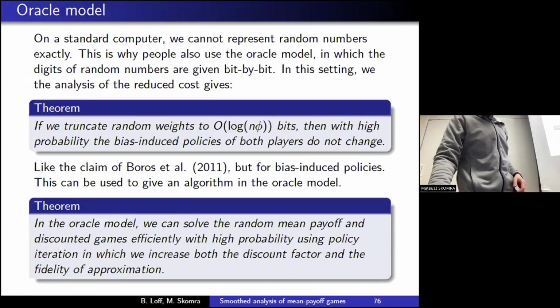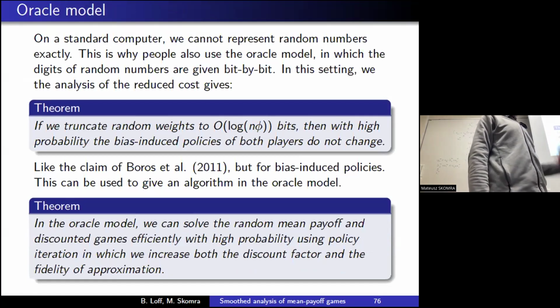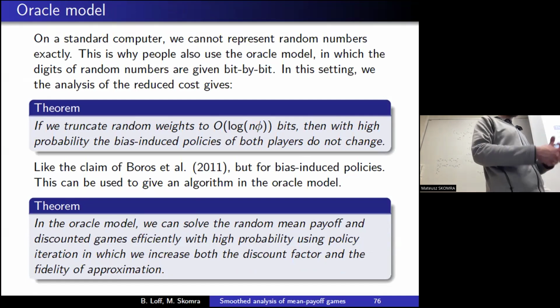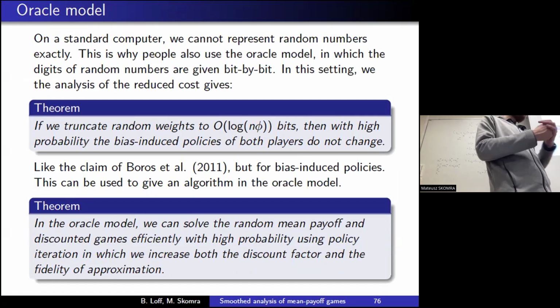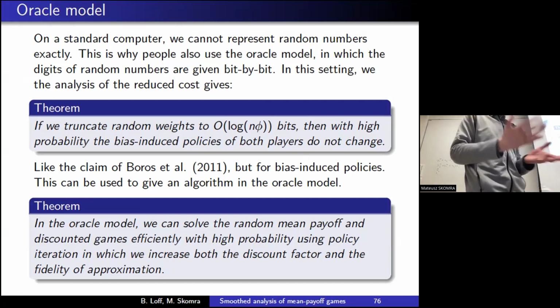And it's the same. Okay, and the last slide is about the so-called Oracle model that was studied in this previous paper. So the thing here is that you have this mathematical model in which you take payoffs at random, but you cannot really represent random payoffs on a Turing machine, right? So people also study what they call an oracle model, in which you have an oracle that spits out the random bits bit by bit. So you can ask your machine for the next bit of your random weight, and then you want to solve the game in this model.